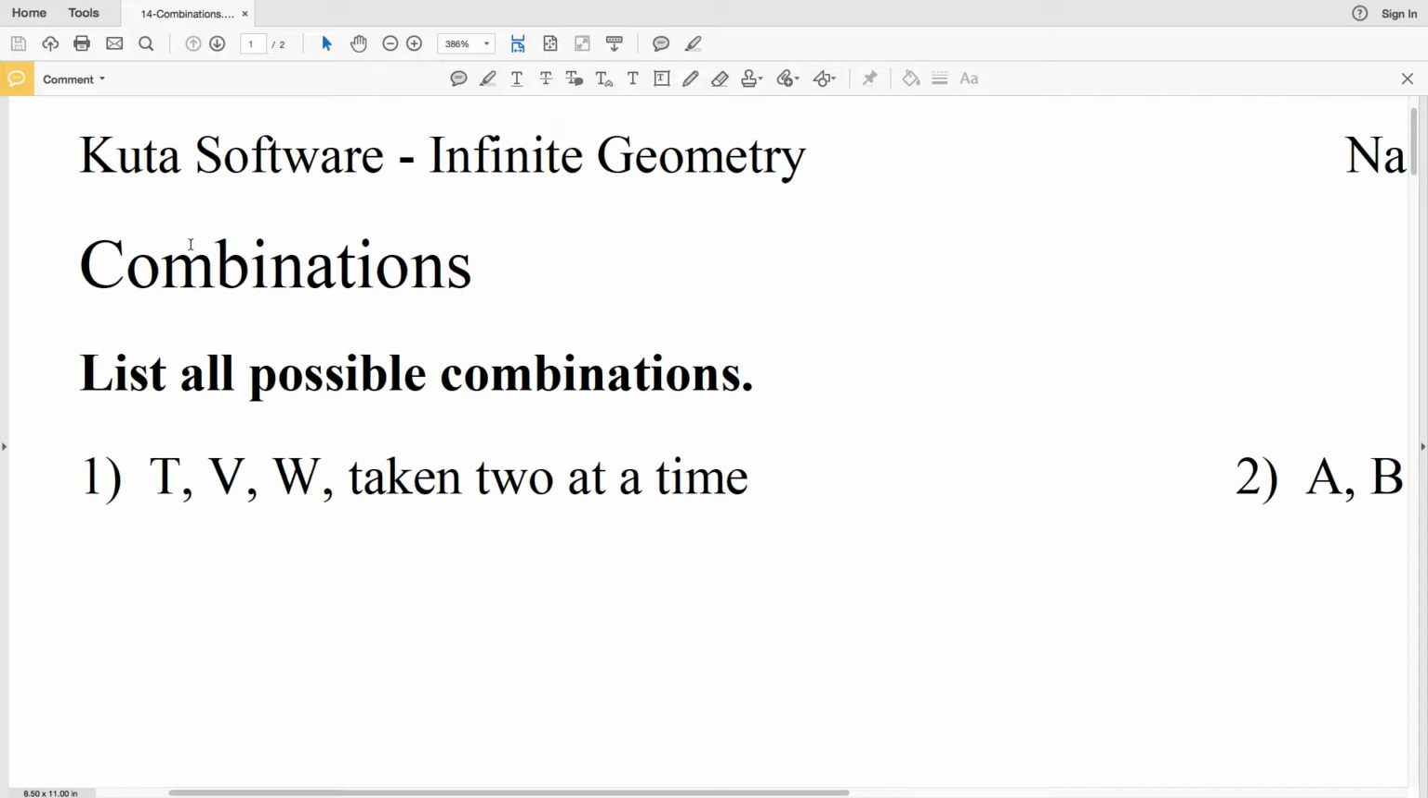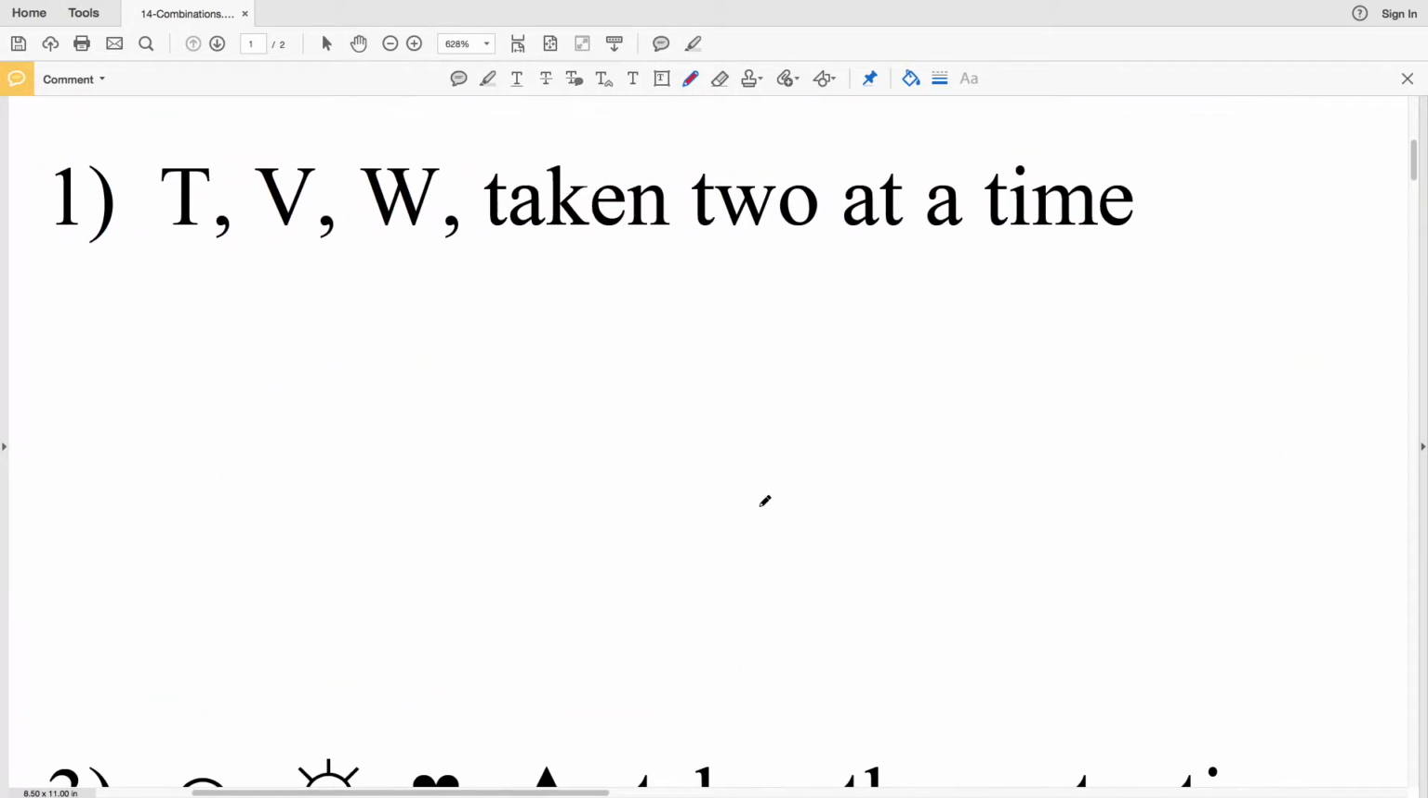Now, for numbers 1 through 4, we're supposed to list all possible combinations. And for combinations, unlike permutations, order does not matter. So in number 1, we have the letters T, V, and W, and we're taking them 2 at a time. So we're looking at the combinations of T, V, W, taking 2 letters each time.